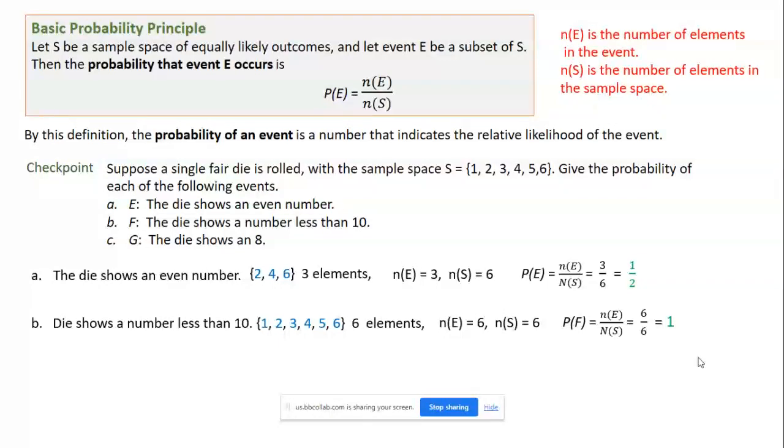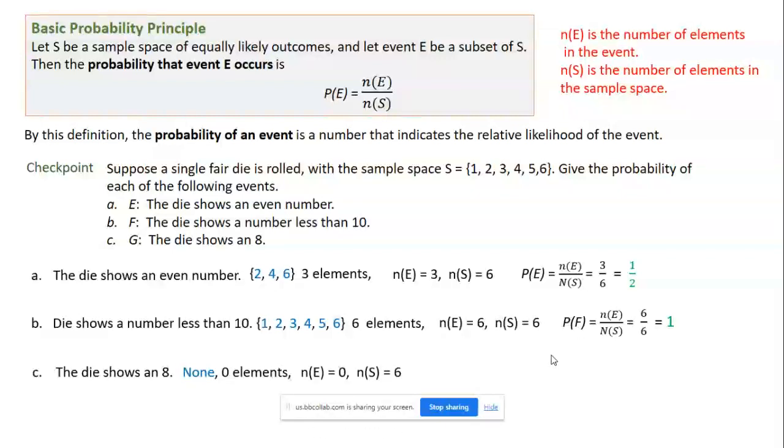Now, if we get a probability, and I don't know if we have an example here. Oh, no, actually, I was getting ahead of myself. Let's look at example C. C says the die shows an 8. And we did this already, right? Does a die have the number 8? No, right? The die does not have a number 8. The highest number that a die has is 6. So in my event, there are none of the elements that would be 8. So I have 0 elements.